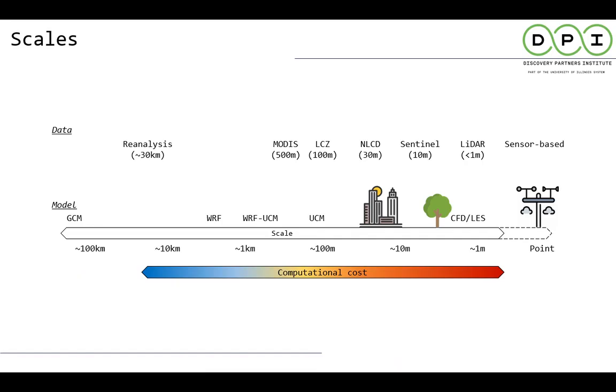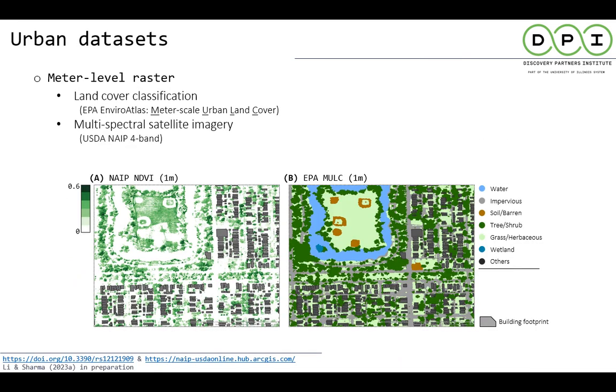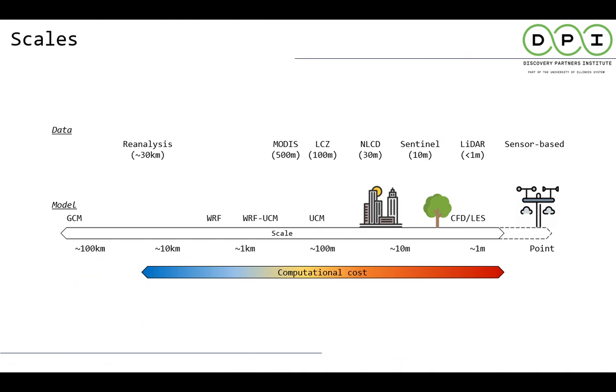When we're talking about modeling, the scales do matter, right? In this plot, I draw all the scales for the data and for the models. On the left-hand side, we have the global climate model, which has a 1 kilometer resolution, and on the right-hand side, we have the CFD model, which we talked about in the previous talk.